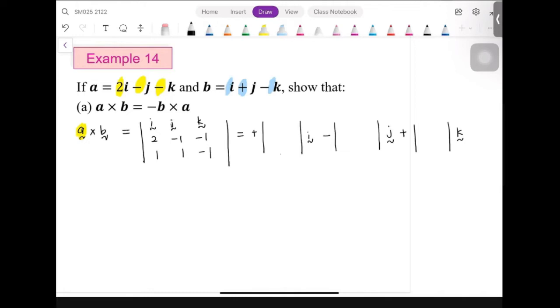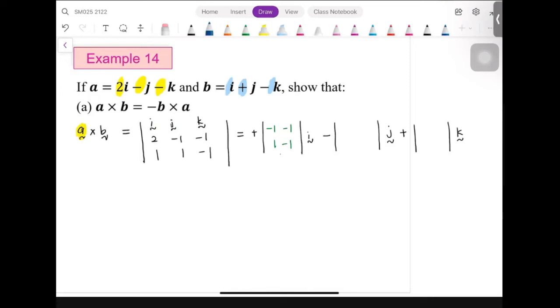For vector I, just delete the row and column that cross with I. So what I mean here is I delete the first row and first column. So our numbers now would be -1, -1, 1 and -1. Okay, that's for I.